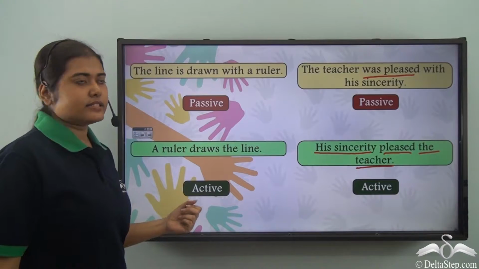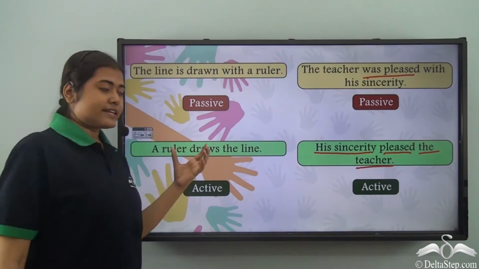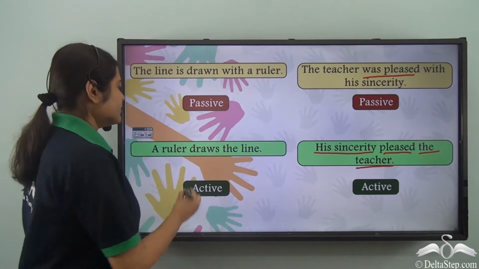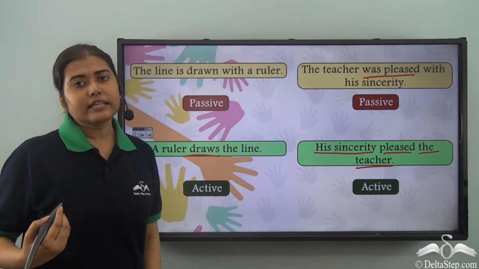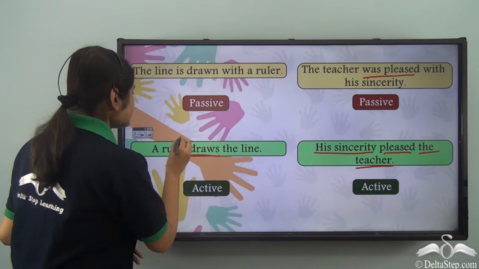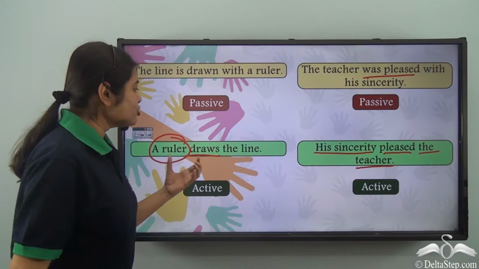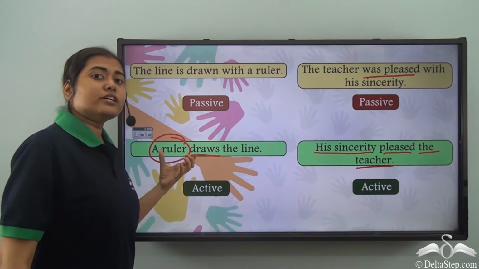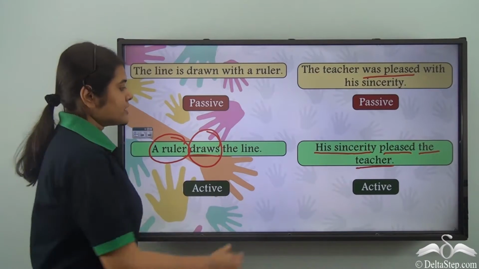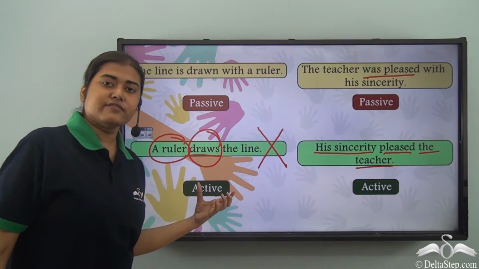Now come to this sentence. The line is drawn with a ruler. If I write it as a ruler draws the line, it sounds absurd. A ruler cannot draw a line. It is always a person who draws the line. In this case, ruler is a tool that is used to draw the line. The ruler itself does not perform the action of drawing the line. So this is not the correct way of writing the sentence in active voice.